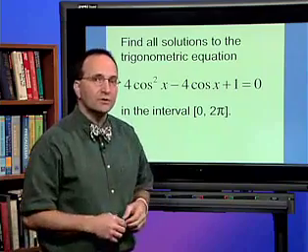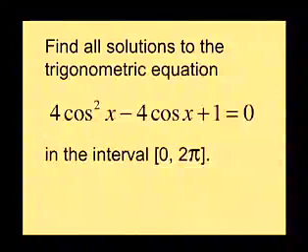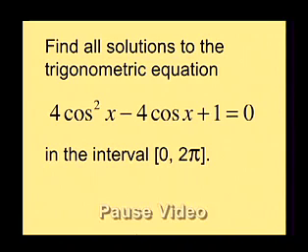Now it's time for you to try a problem. I want you to find all the solutions to the trigonometric equation 4 cosine squared x minus 4 cosine x plus 1 equals 0 in the interval 0, 2 pi, which means you're only going to be finding answers that are in that interval, not the multiples, as in the example I showed you. Pause the video while you work on this problem, and when you're finished, restart the video to check your solution.